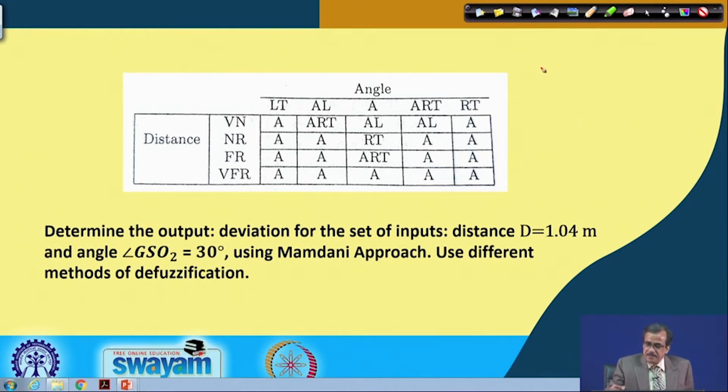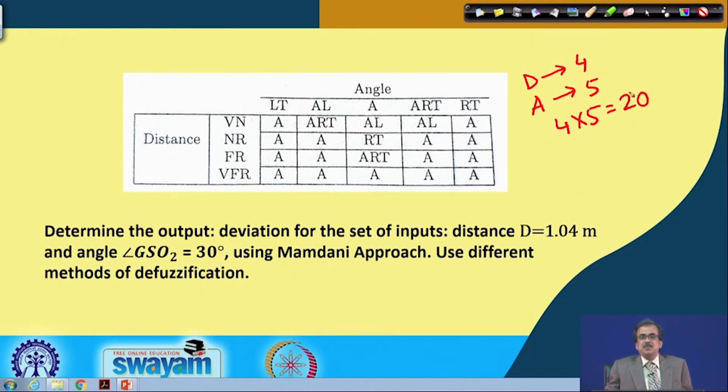Now, we have seen that for the distance input we have 4 linguistic terms, and for the angle input we have 5 linguistic terms. So, we have 4 multiplied by 5, that is 20 possible combinations of the input variables, and a maximum of 20 rules. Now, this table shows all such 20 rules.